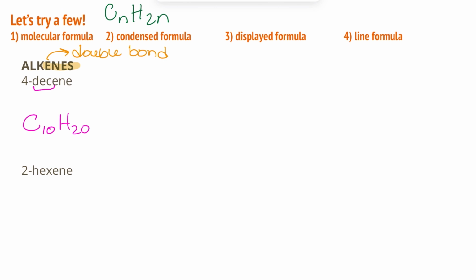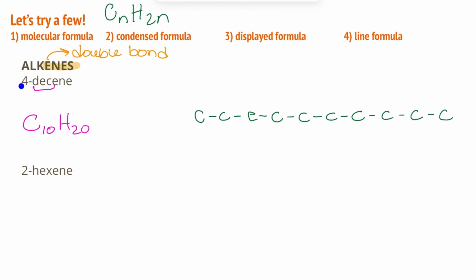So that's one thing about the molecular formula that's not nice. Let's look at our displayed formula. We are going to have 10 carbons, 1, 2, 3. So I've got 10.